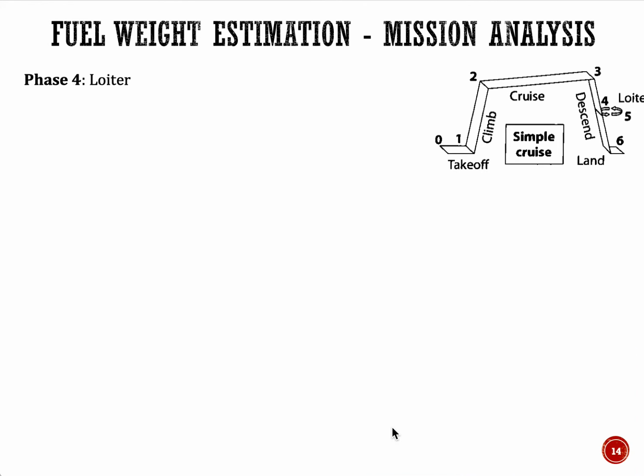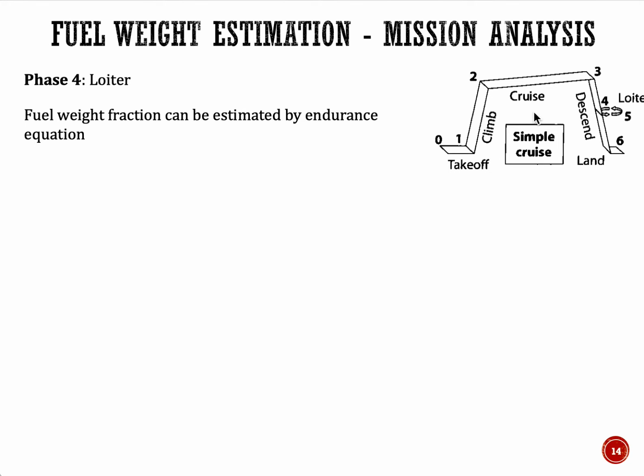Okay, so once you do that, then you can actually find W3 by W2, and the next phase is basically loiter. Well, there's a descent phase, but in the descent phase you will see that it doesn't consume that much fuel because you're literally gliding the aircraft down, right? What consumes fuel is the loiter phase. So that's what we're going to talk about. Phase 4 is the loiter.